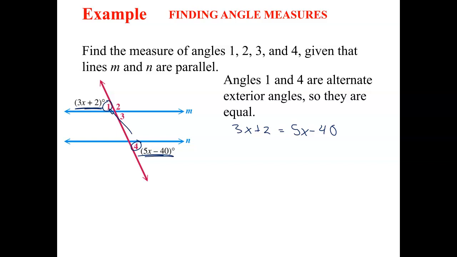So let's subtract 3x and add 40. Okay, that cancels, so I've got 42 equals 2x. Next. Okay, so what does x equal? Okay, x equals 21, so now I need to figure out the measure of the angles.